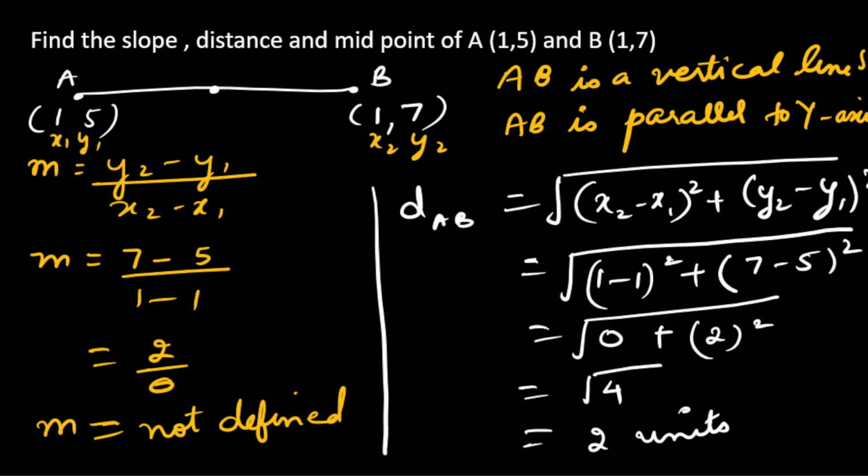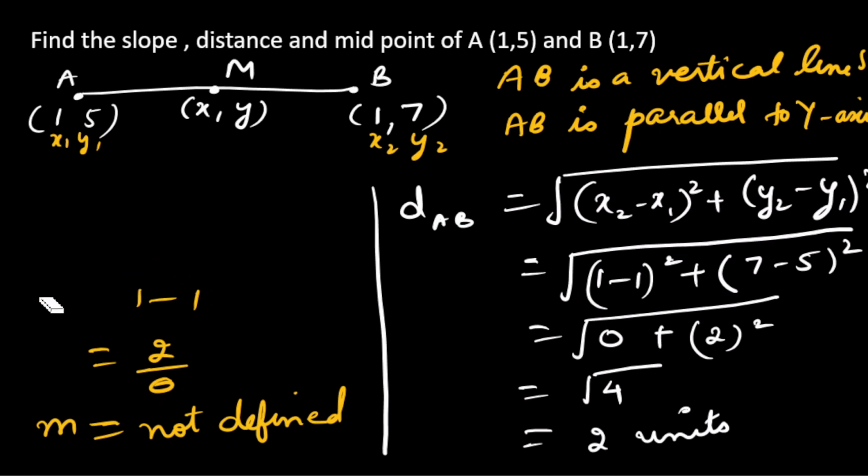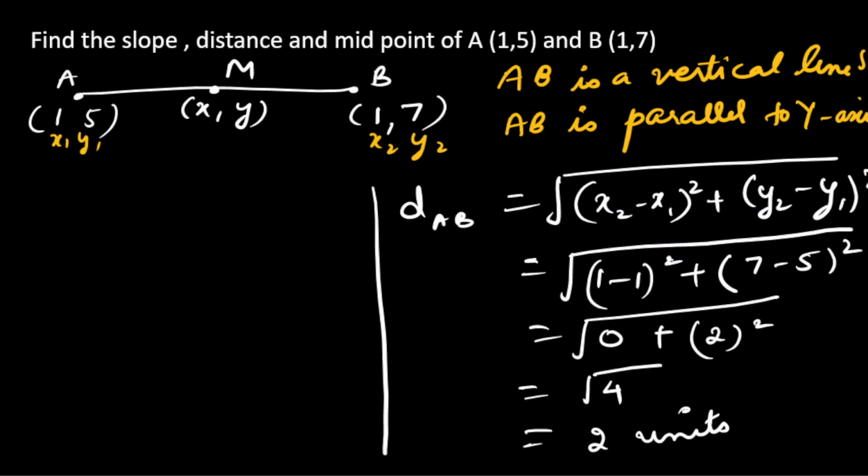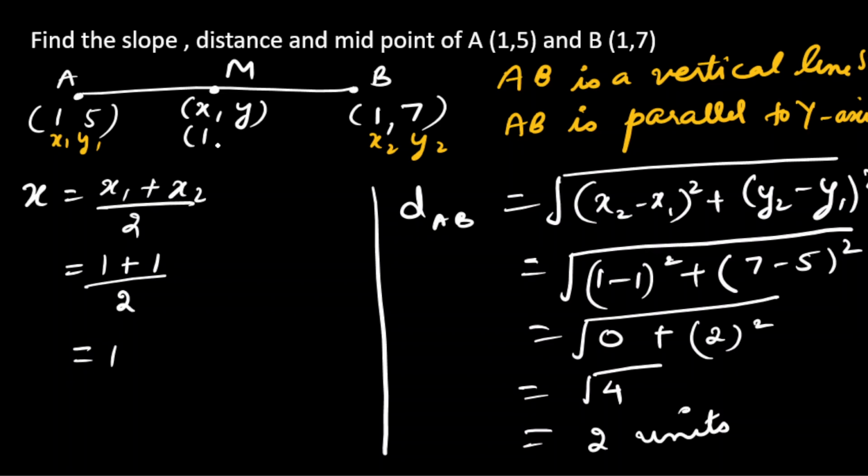Now we have to find the coordinates of the midpoint. Let us assume M is the midpoint whose coordinates are x, y. The x coordinate we can find using the x formula, and the y coordinate we can find using the y formula of the midpoint. So x is equal to x1 plus x2 by 2. x1 is 1, x2 is also 1. So 1 plus 1 is 2. 2 by 2 is equal to 1.